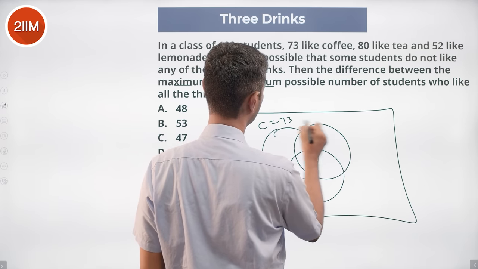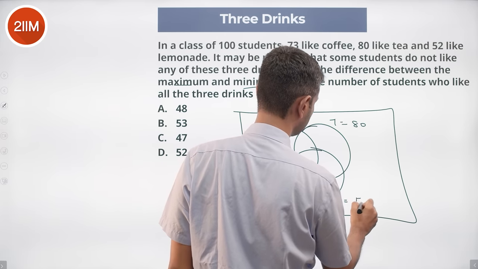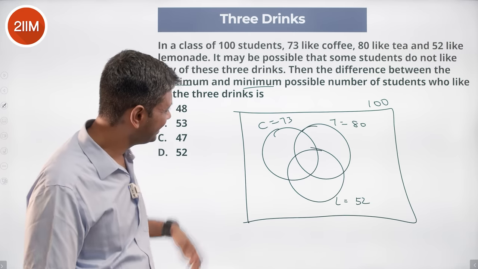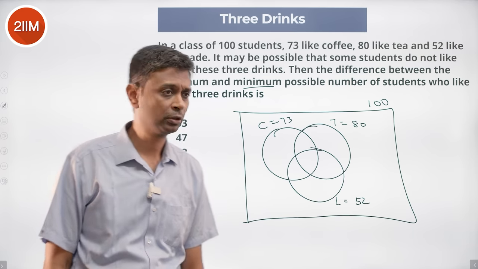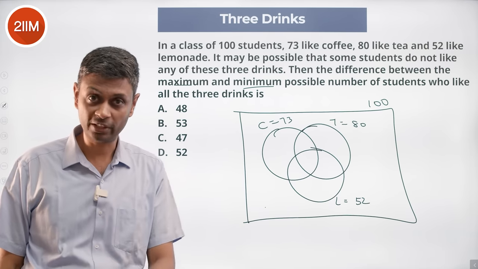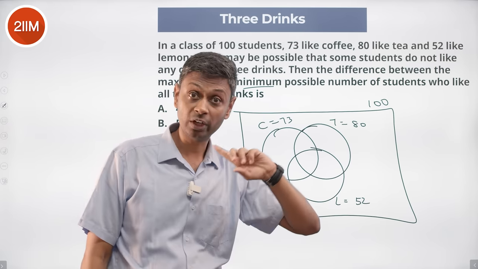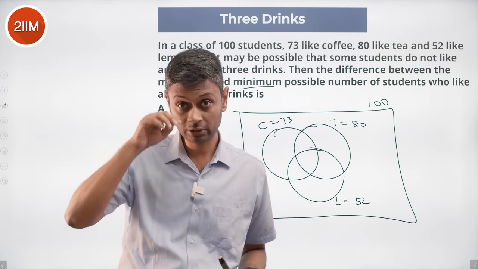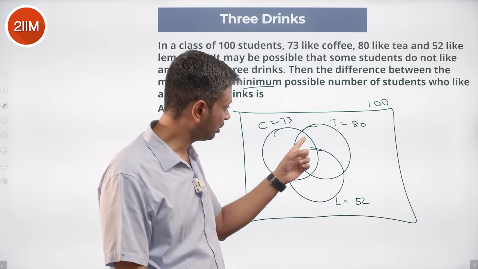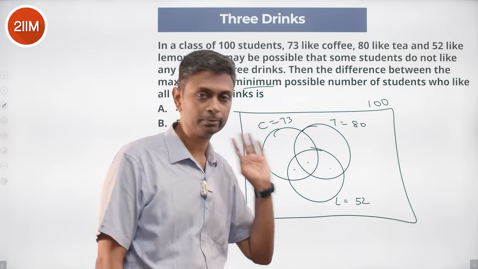Coffee is 73, tea is 80, lemonade is 52. Totally, there are 100. Simple rule of thumb, add these three, 73 plus 80 plus 52. If it is less than 100, then life is easy. That will generally not be the case. 73 plus 52 is 75 plus 50, 125. Plus 80, 205. It's more than twice of this. And so that straight away says, got to be somebody sitting here. This cannot go to zero. Because if you put the numbers here, here and here, each number will get double counted. Even after double counting, it won't hit this 205.